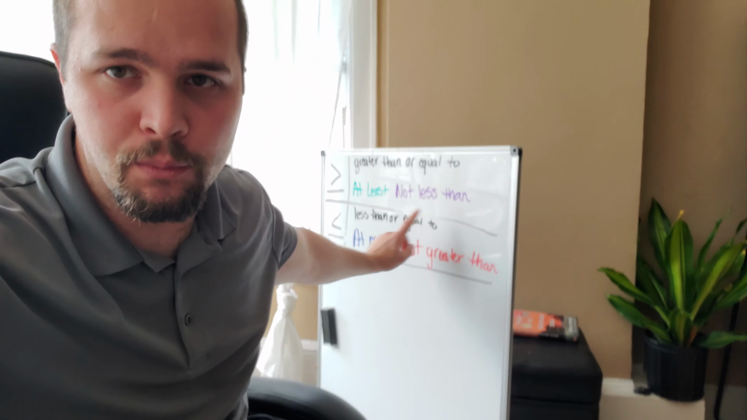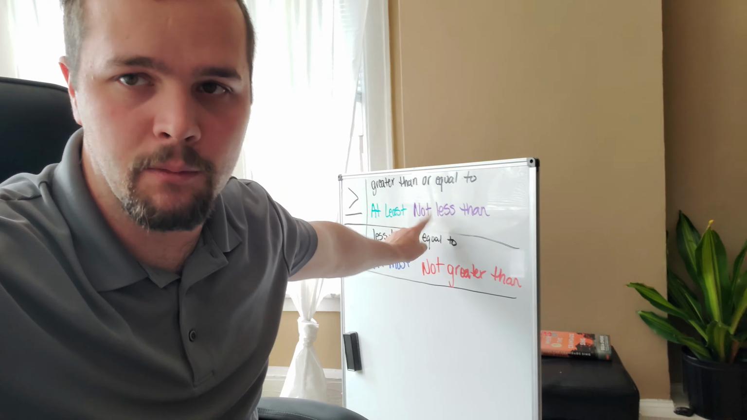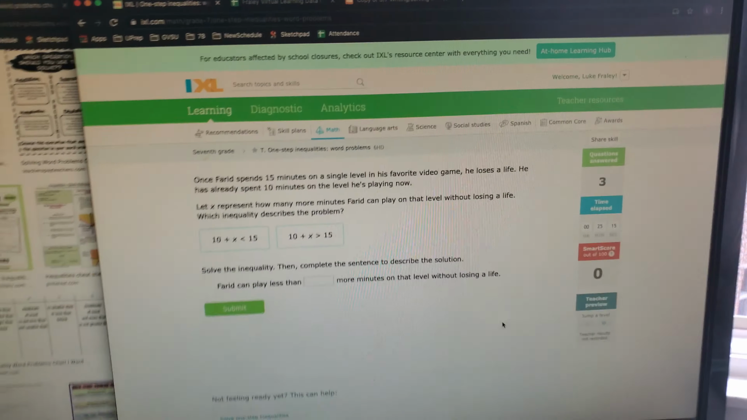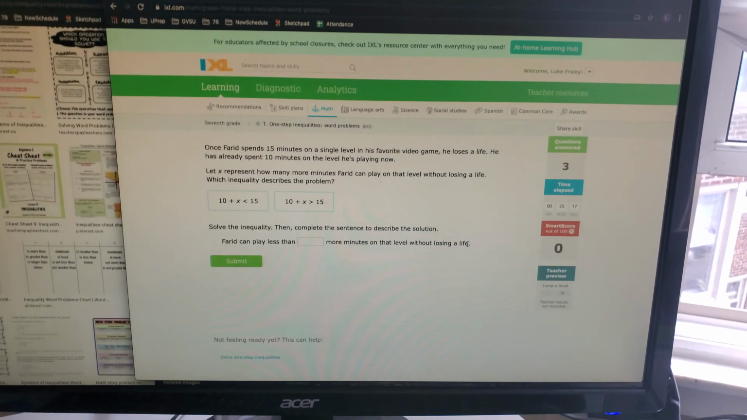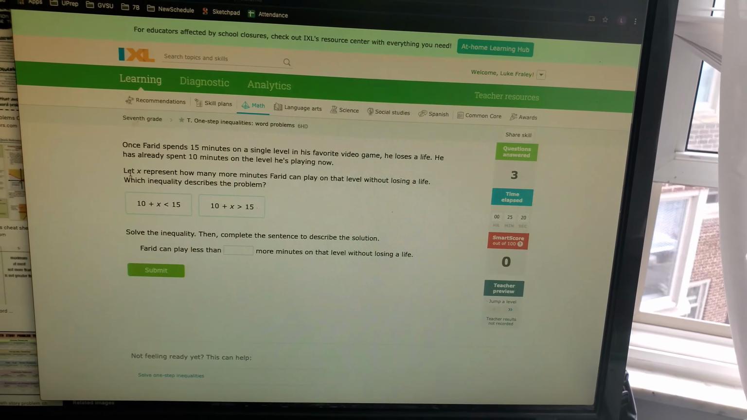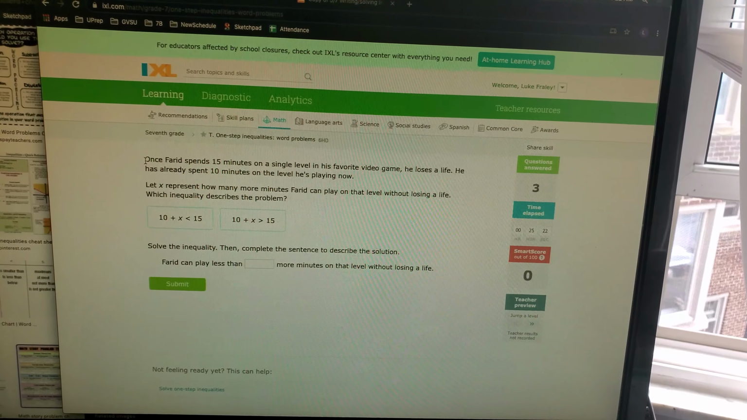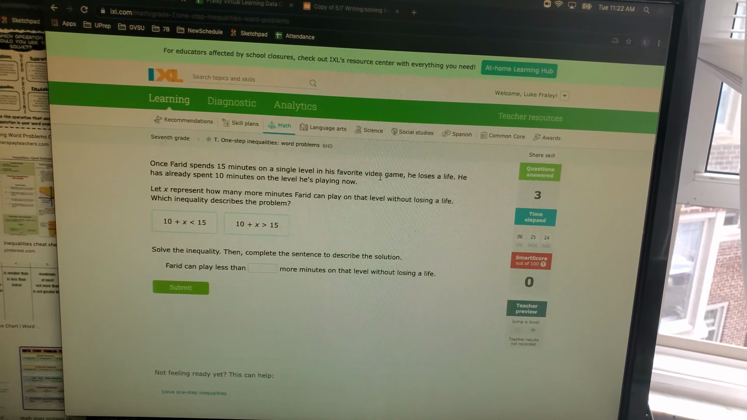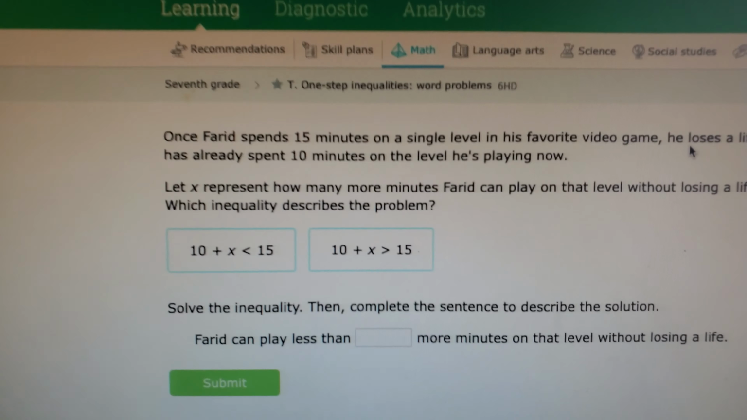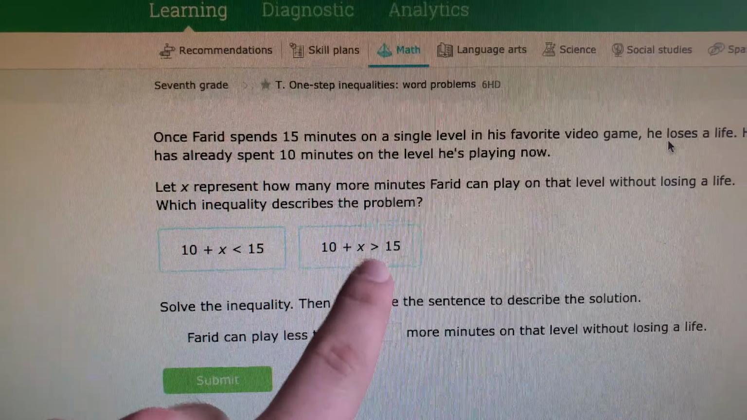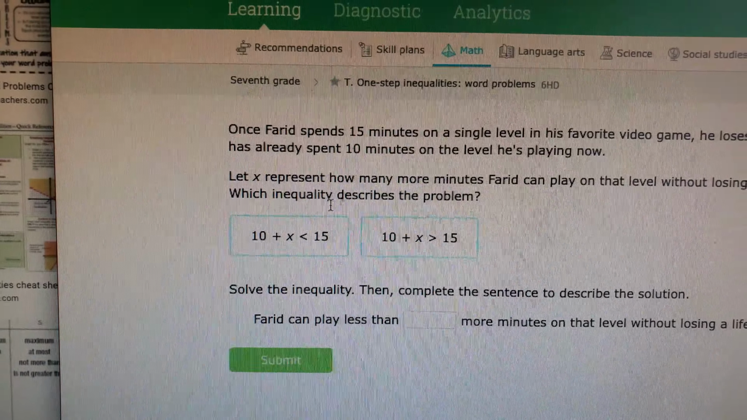So I hope you use this. Okay, it's very important. Now, what I want to show you is a problem that doesn't say specifically, at least, or whatever. You've got to use your thoughts a little bit. Okay, so it says once Farid spends 15 minutes on a single level in his favorite video game, he loses a life. So you don't want to spend 15 minutes. So you want to spend less than 15 minutes. Okay, that one says less than, that one says greater than. Huh. Well, I think it's going to be less than.